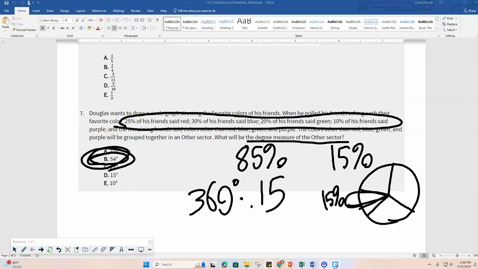Does that make sense? Again, a little bit sneaky. It's just in that last line that he says, what will the measure be of the other sector? Where we're tempted, because we're working with percentages, to give a percentage, but it wants the degree measure, so it would be 54. Cool.